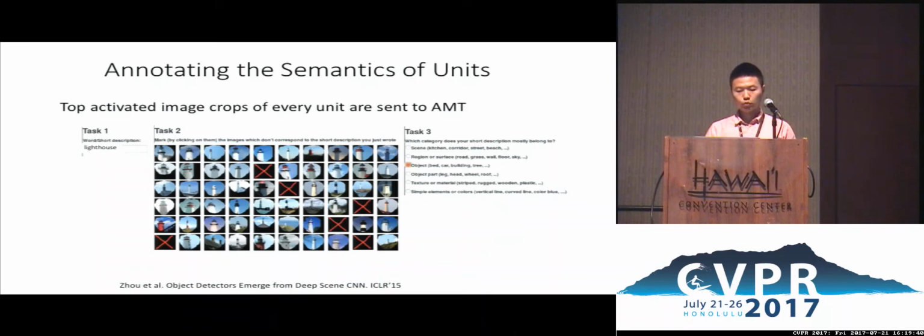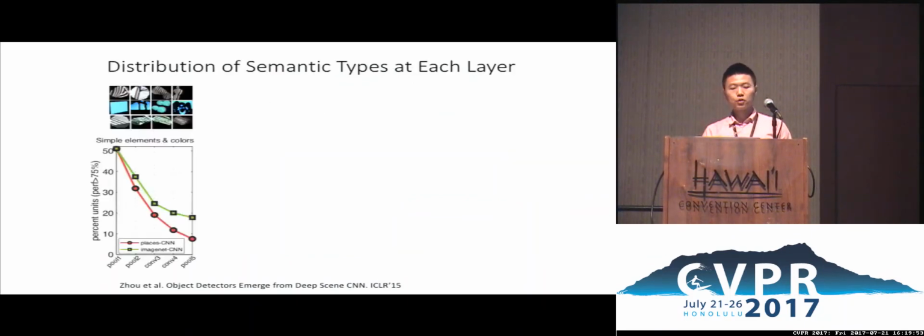Then we ask the worker to categorize the given labels into one of those 6 categories, from low-level concepts like colors and texture, to high-level concepts like object parts or scenes. Here is the distribution of semantic types of those 6 categories across each layer. Here, the horizontal axis shows the 5 conv layers from conv1 to conv5.